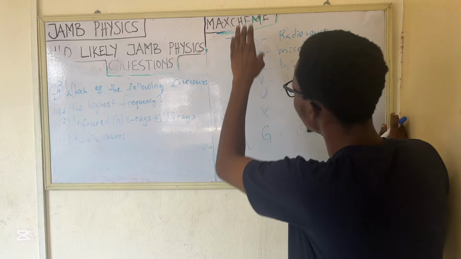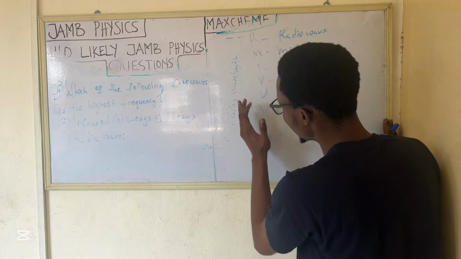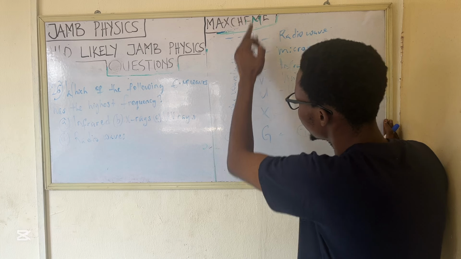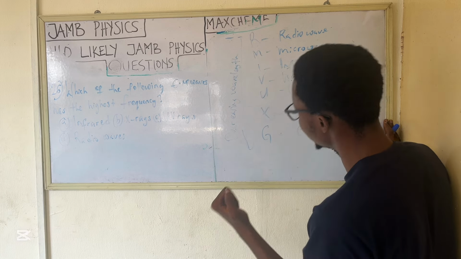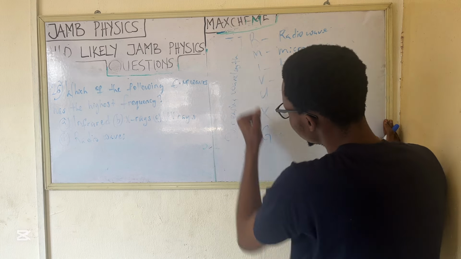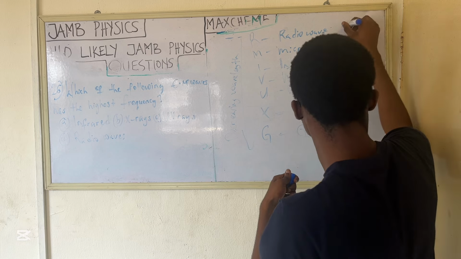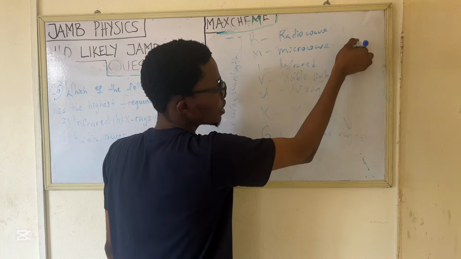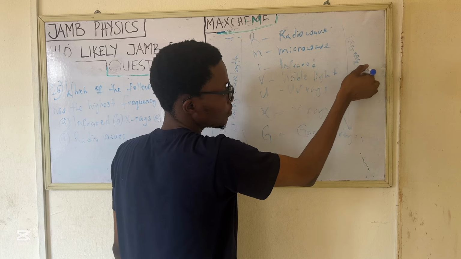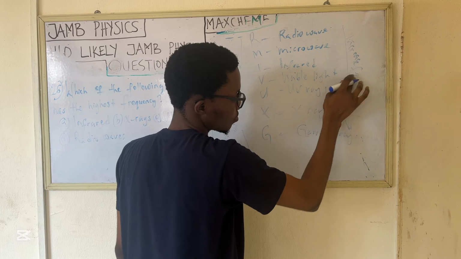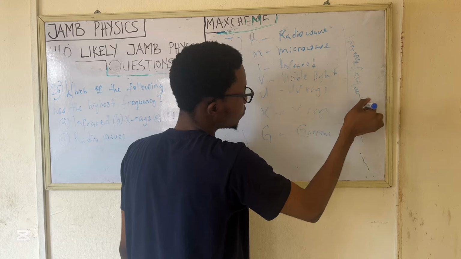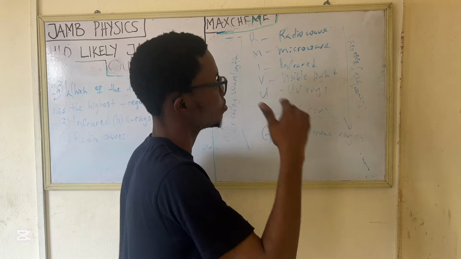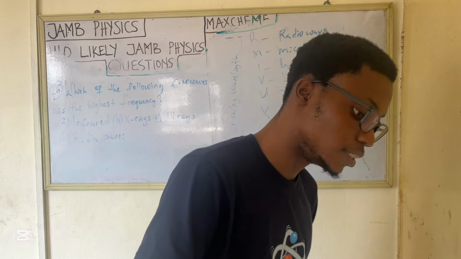That is, the wavelength is decreasing. It keeps on decreasing. Then the frequency increases. That means increase in frequency over here, all the way from radio wave to gamma wave. You have increasing frequency and decreasing wavelength.